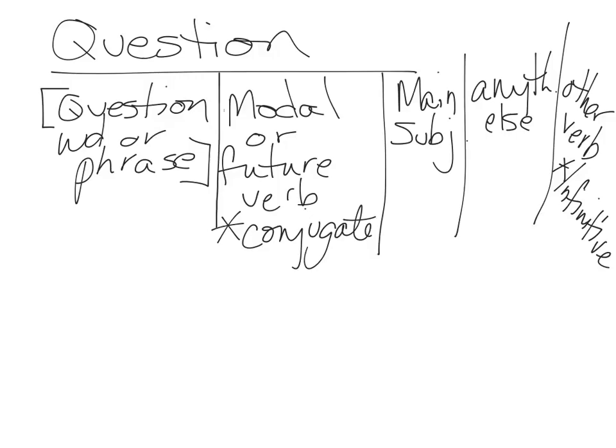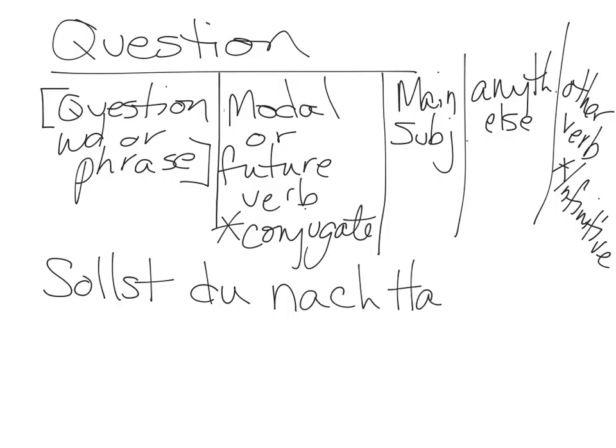So if we were going to say, should you go home? What would your first word be? Sollst, good. And then? Du? Good, keep going. Nach Hause, yeah. And then? Gehen, good. Fragezeichen, sehr gut.